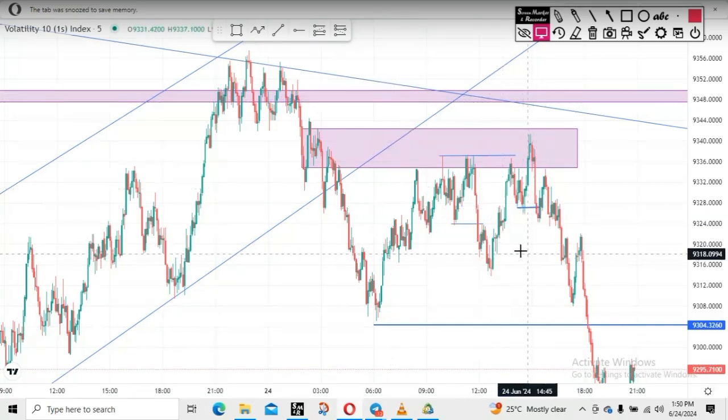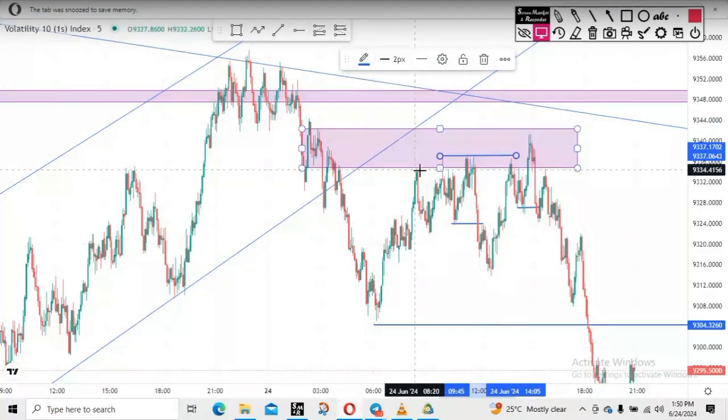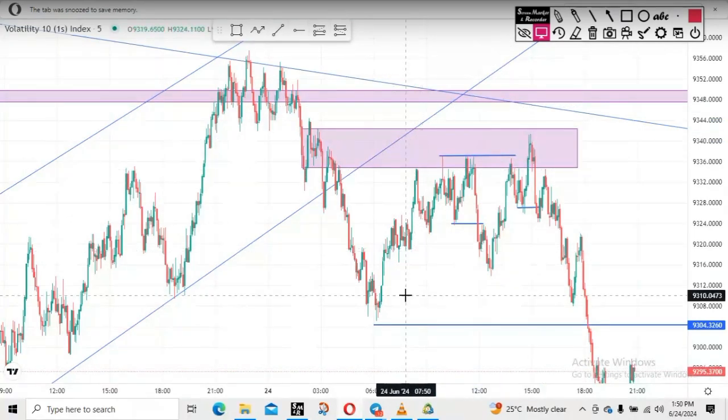So I want you guys to go and backtest this thing I've taught you now. Go and backtest it on your chart, forward test it, and see how it really works. Then apply risk management. First of all, trade it on a demo account, master it, and then go to your live account and use it to trade.